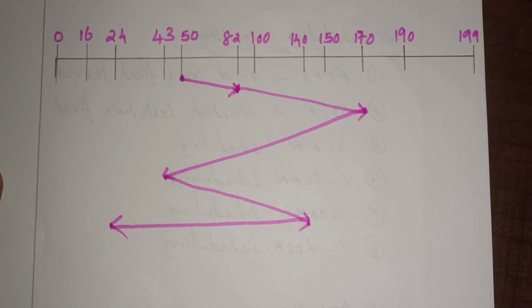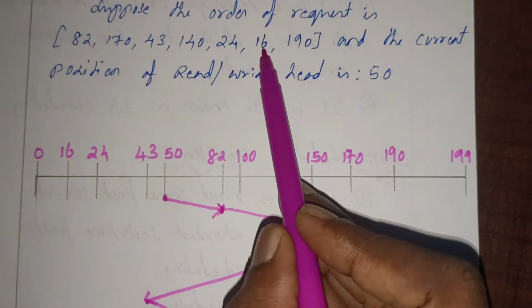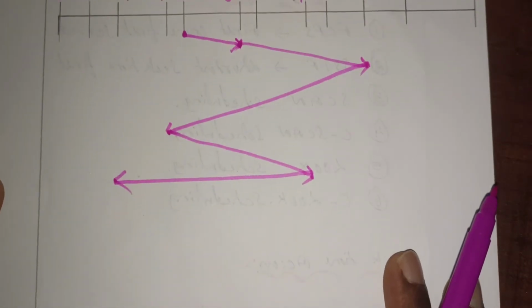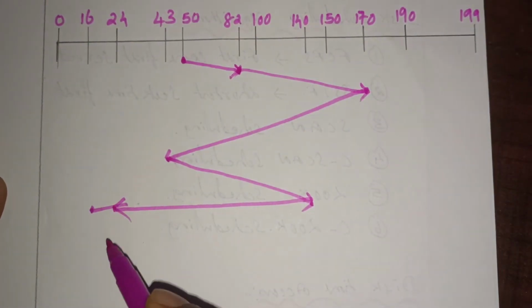Yes, the head now resides at 24, and it will check what the next head position is. The request is 16. So now it will slowly move to 16, which is very near here. So I'll make this request like this.